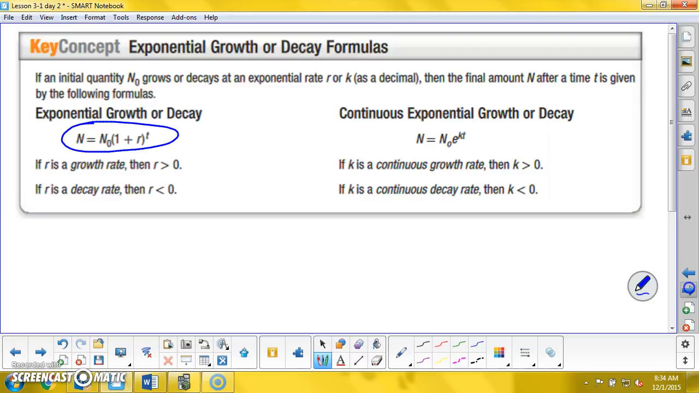If we're talking about something growing or decaying continuously, then we use a similar formula to the compound continuous formula. We just have n sub 0, which is your initial amount, versus p for principal. We still have e raised to the kt, where k is the growth rate or the decay rate. All right, so a couple of examples. Get those two formulas written down in your notes.